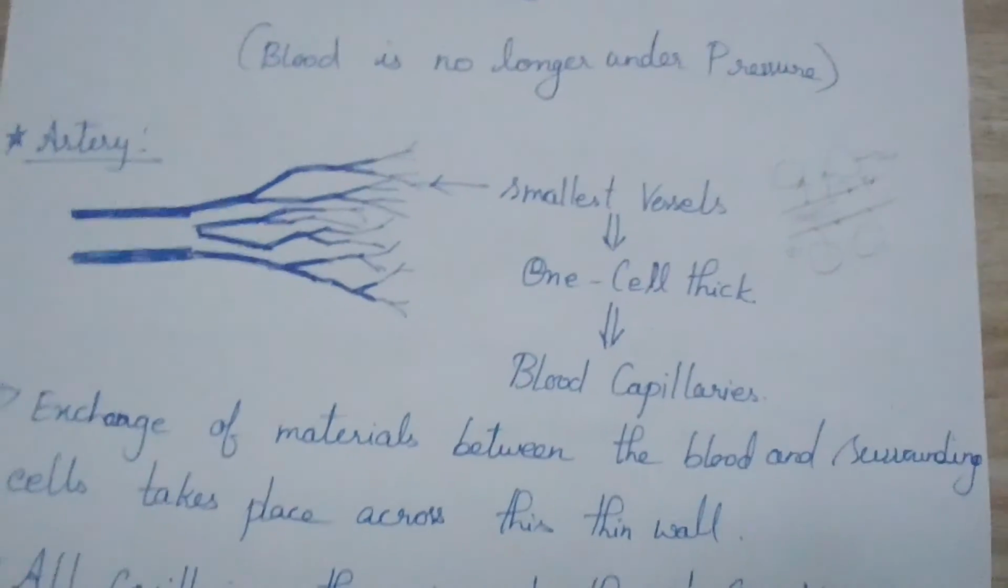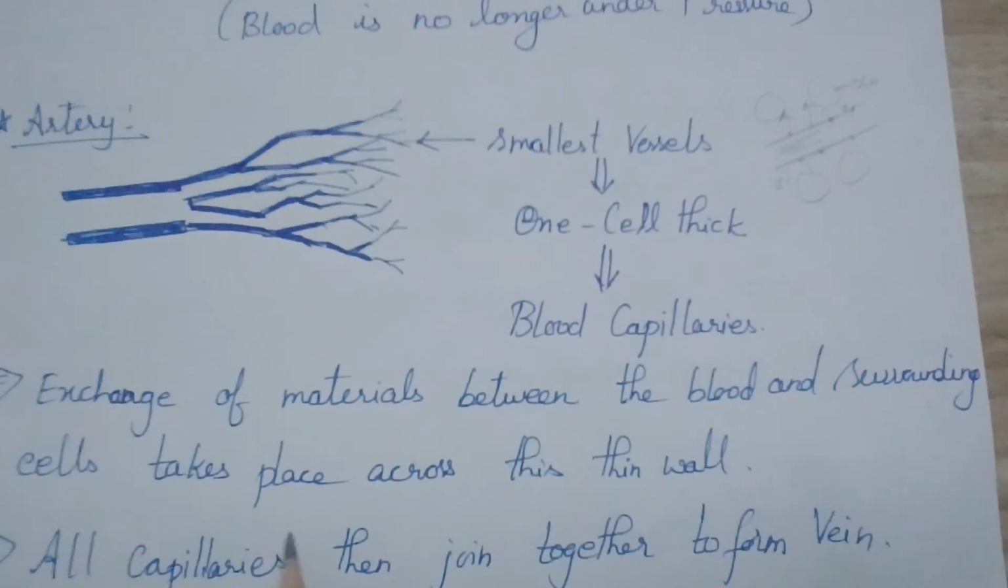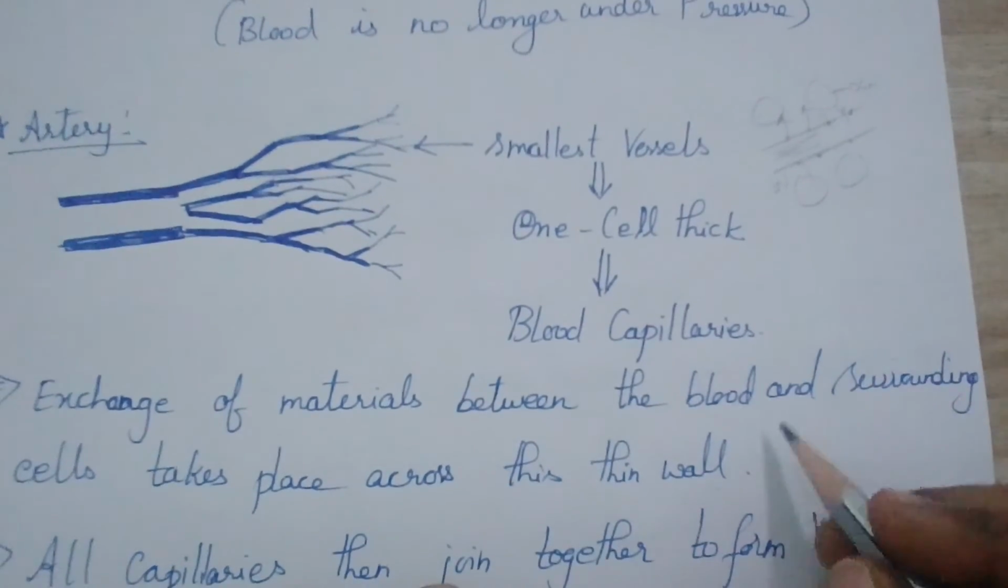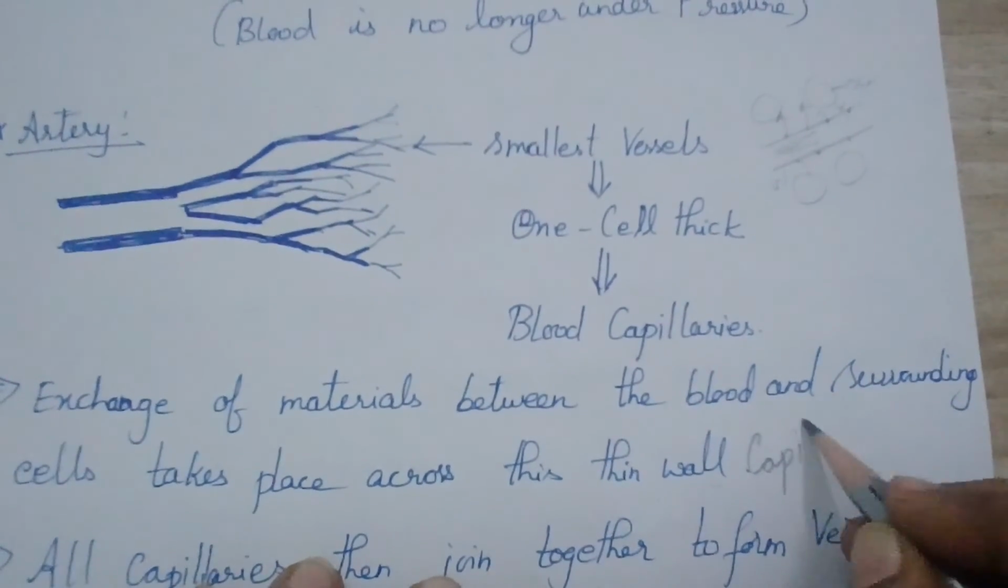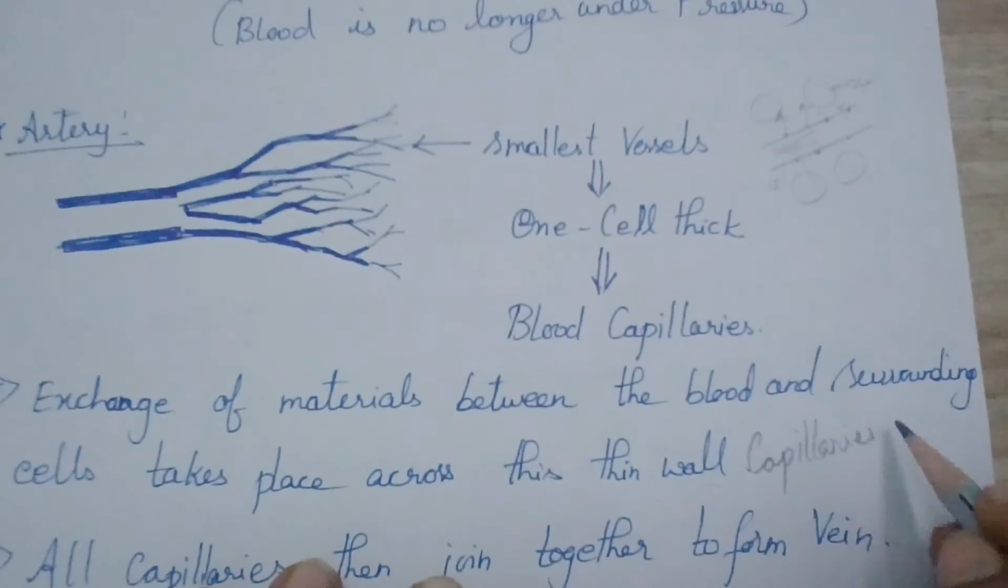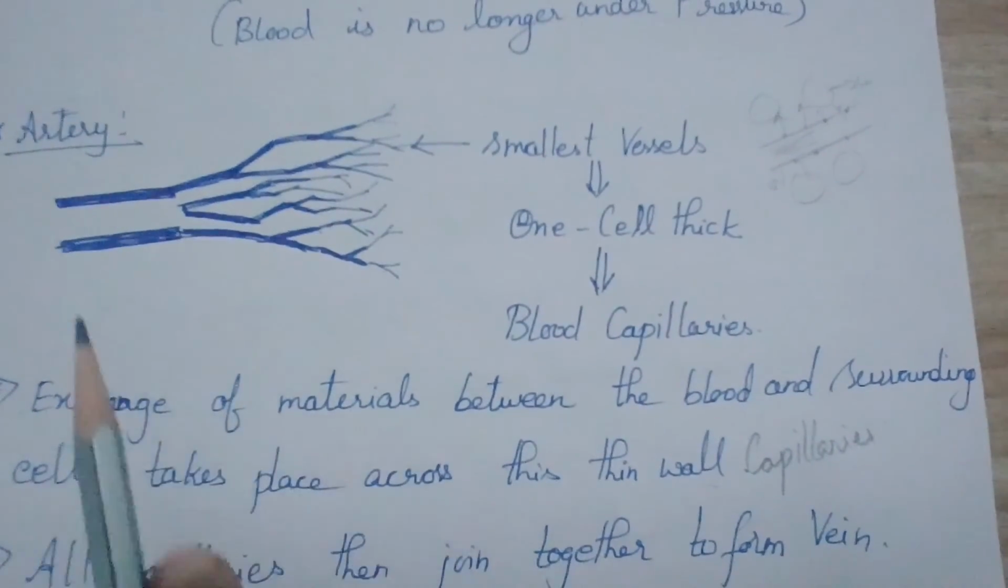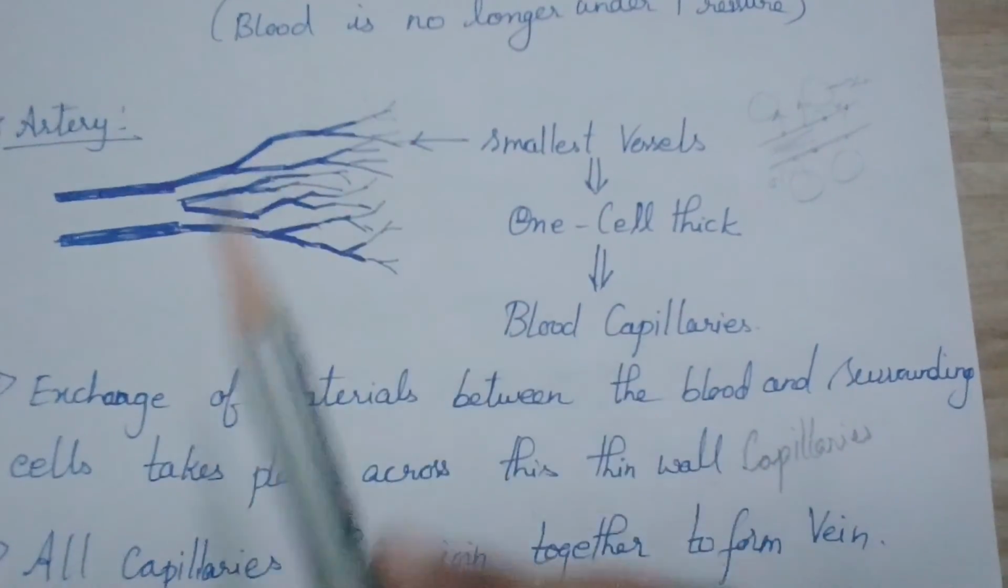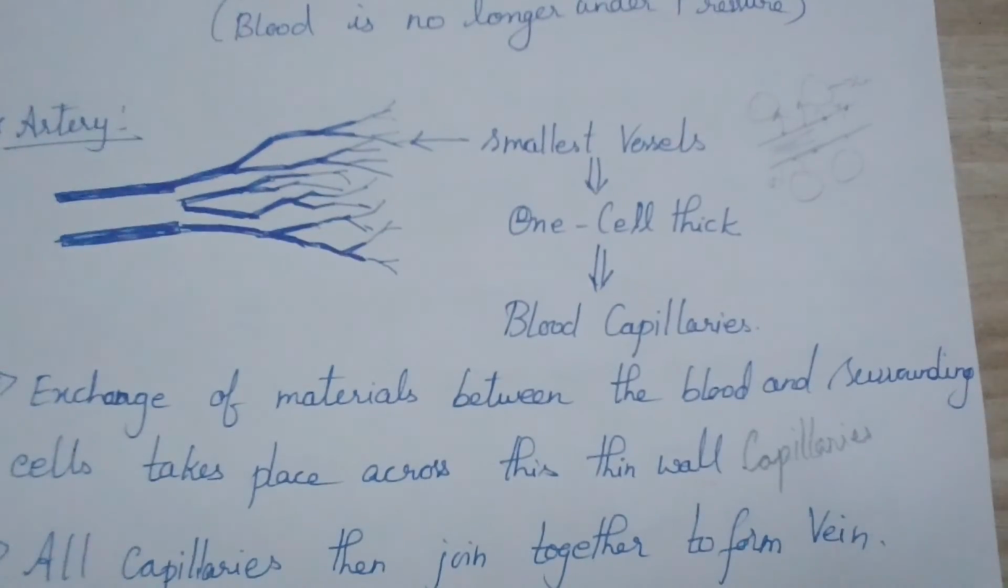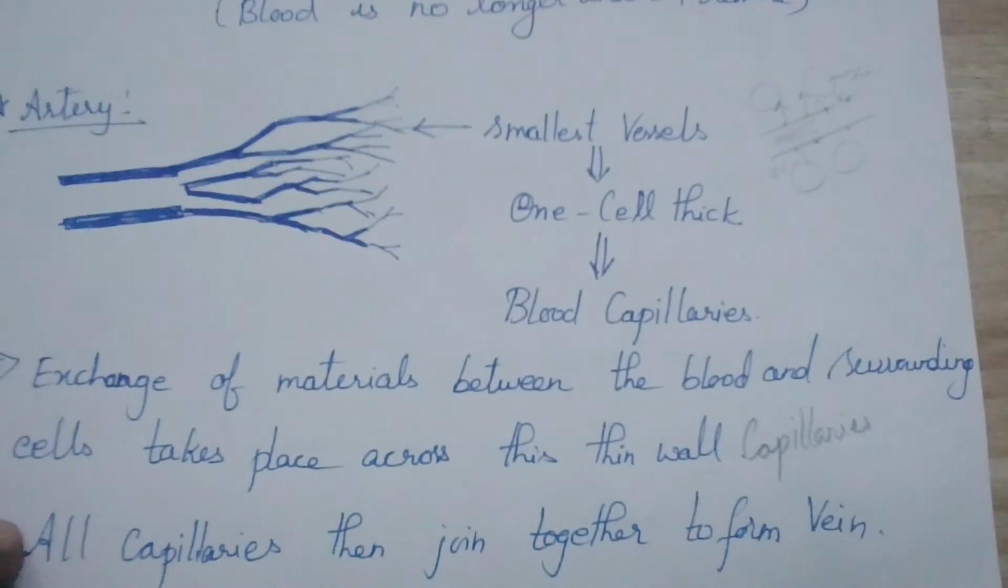The exchange of materials between the blood and the surrounding cells takes place across this thin wall. Here they mentioned the capillaries, okay. Here it will not be leaked, right? So these capillaries contain some pores. Through the pores only the exchange of material is taking place. Again, what happened? All the capillaries join together to form a vein. That's it. Clear?